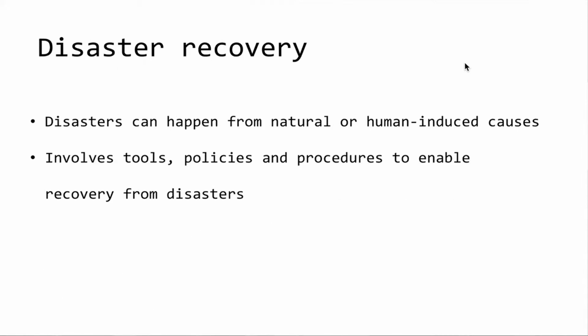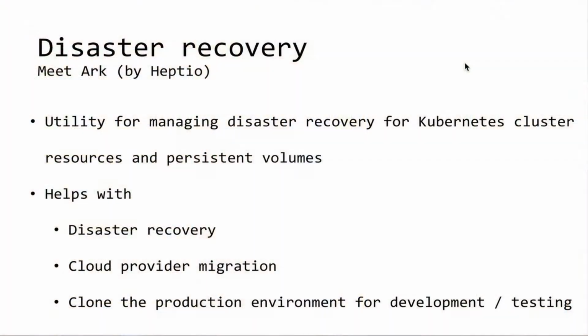So disaster recovery, disasters can really happen for both natural as well as some human error. And disaster recovery basically includes tools and policies around how you recover from these problems. Lately, what we have started to do in our team, as we are running a lot of Kubernetes, we run most of our services in Kubernetes. We added Ark, which is an open source project from a company called Heptio. And basically what Ark helps you with is disaster recovery, migrating between clouds, and if you'd like to have a production-like environment for both development and testing.